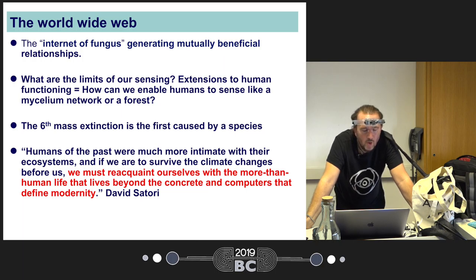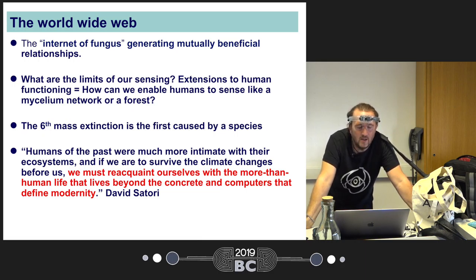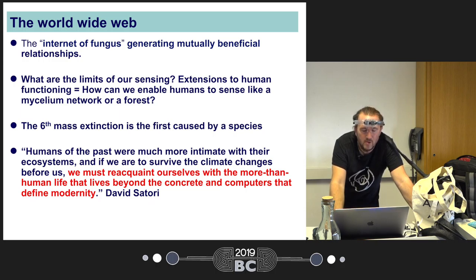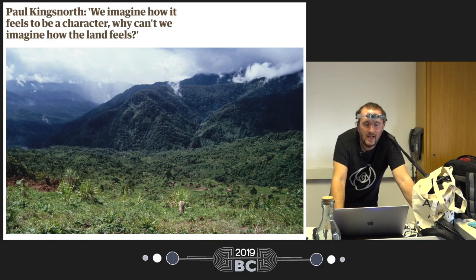Humans of the past were much more intimate with their ecosystems. And if we were able to survive the climate changes before us, we must reacquaint ourselves with the more than human life that lives beyond the concrete and computers that define modernity. So we imagine how it feels to be a character. Why can't we imagine how the land feels?